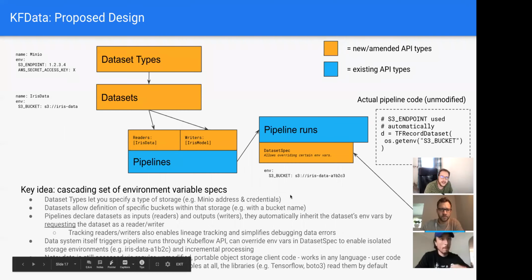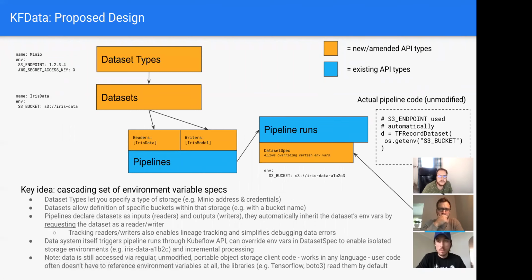So just to recap the design that I proposed in the original presentation, the initial idea was basically that you have this cascading series of types. You've got dataset types that define a kind of storage, or maybe a particular instance of a Minio cluster, for example, that has maybe an S3 endpoint and an access key, but doesn't specify which bucket. And then you have a data set, which is a specific instantiation of a data set type that maybe overrides the bucket field.